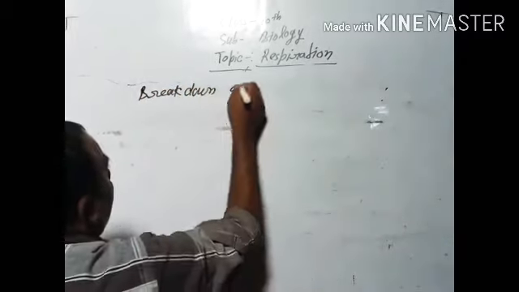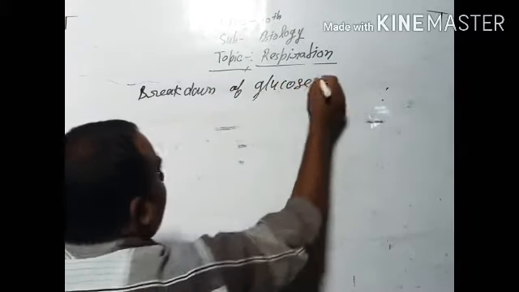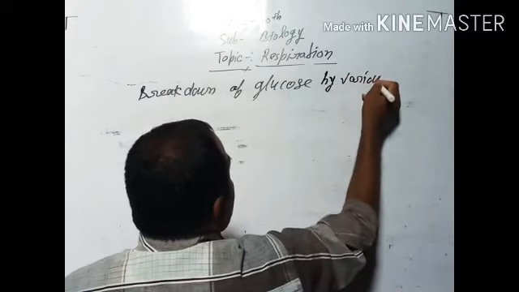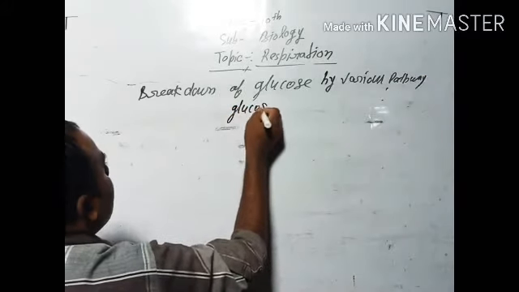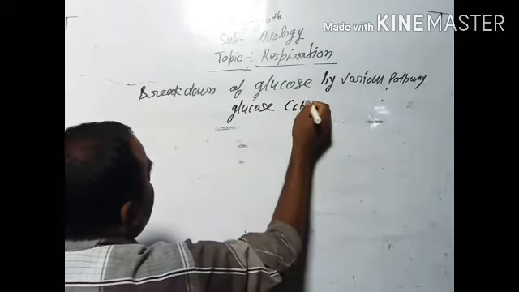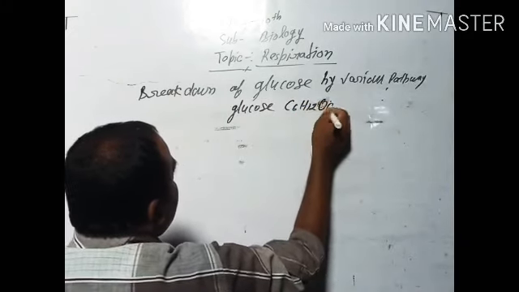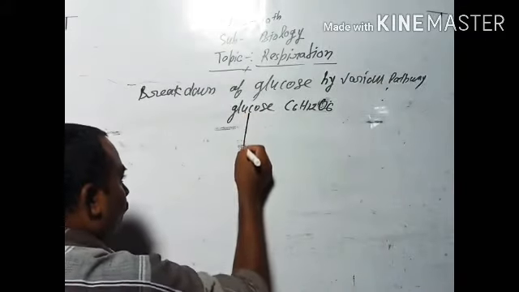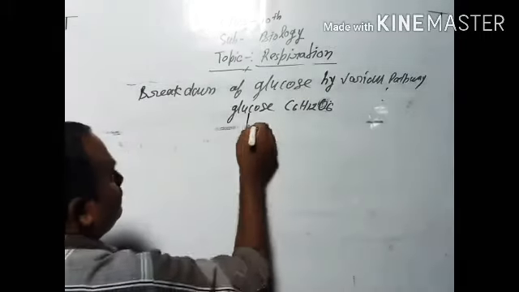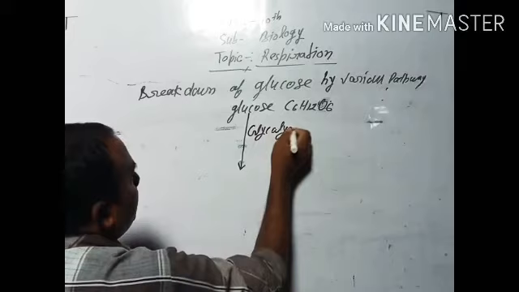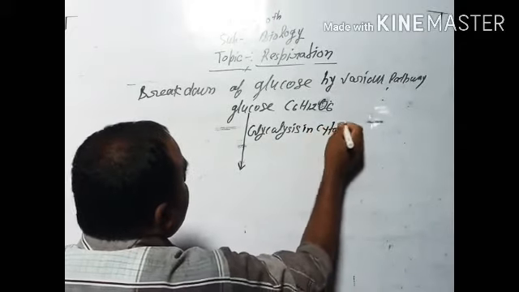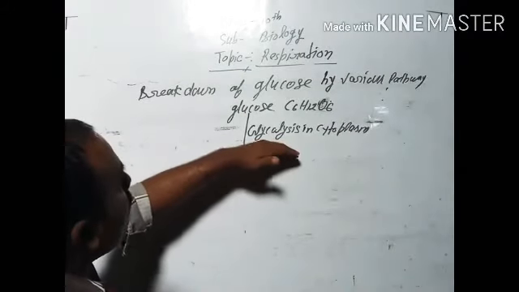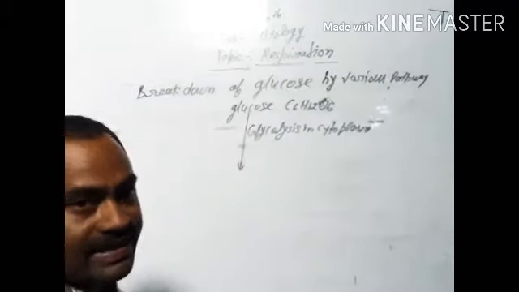We know that it is the breakdown of glucose by various pathways. The formula of glucose is C6H12O6. Okay. The first process is known as glycolysis. Glycolysis is completed in the cytoplasm. In glycolysis, glucose is converted into pyruvic acid.